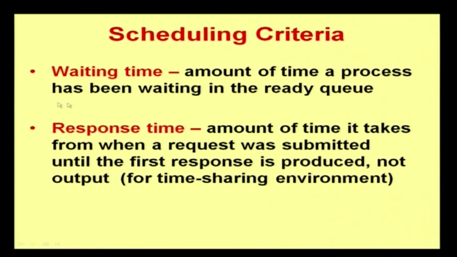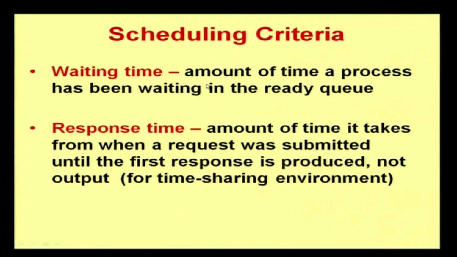What is a waiting time? A waiting time is the amount of time a process has to be waiting in the ready queue. Then what is a response time? The amount of time it takes from when a request was submitted until the first response is produced, not the output. In waiting time, the process is waiting for the process to get executed. As far as the response time is concerned, the time taken from the request to the first response is called response time. So these are the criteria required for scheduling a CPU.